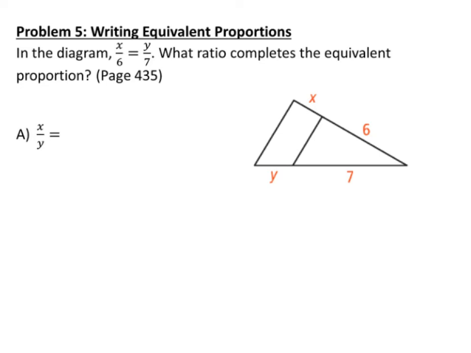So in this first one, we're rewriting this proportion. So we have X over Y, so left to right. So if we're going to make an equivalent proportion, we have to go left to right again. So 6 over 7. So X over Y equals 6 over 7. And then in this one, it got flipped upside down.